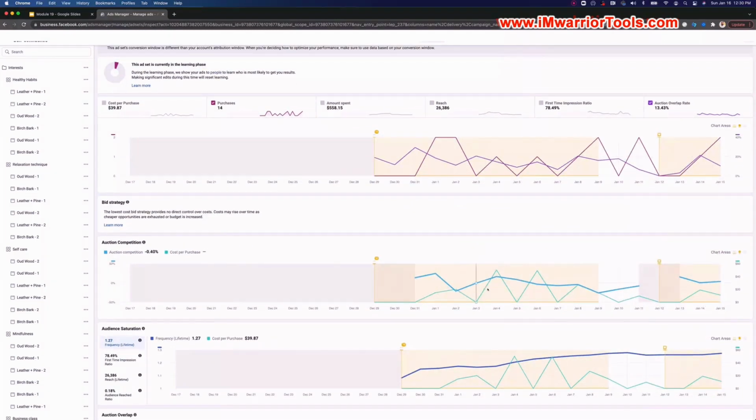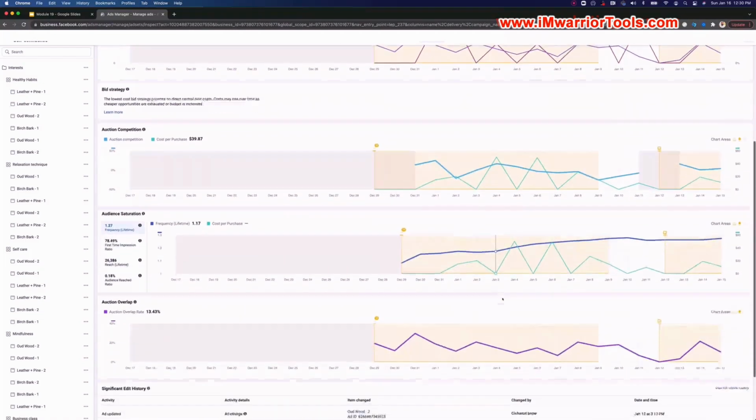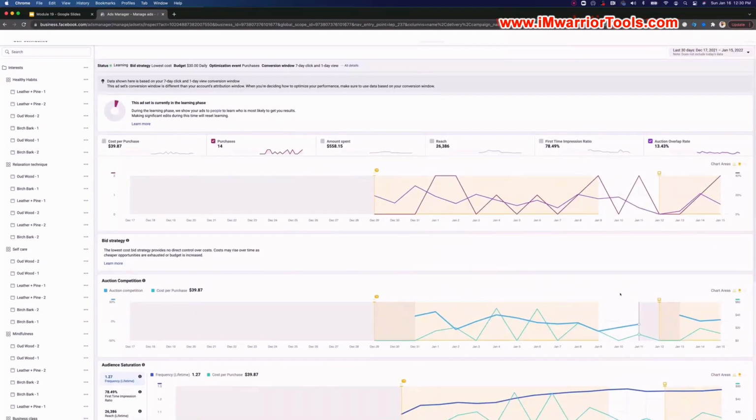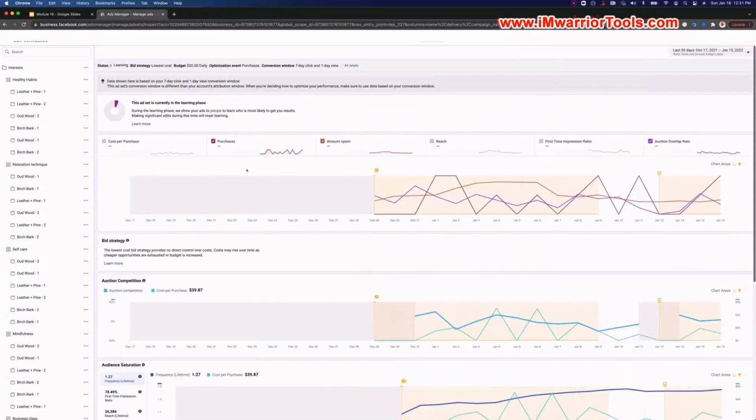Auction competition is higher on the days that we had a high cost per purchase. So overall, this one's also pretty stable in this case. So we could also just look at keeping this budget fairly consistent and getting additional purchases out of it.